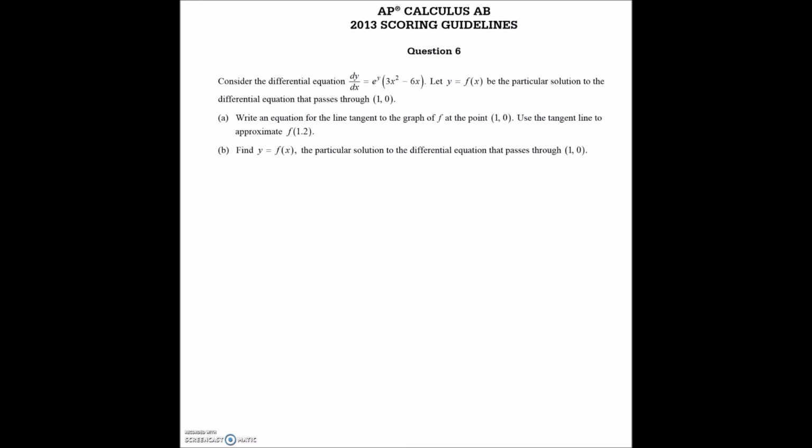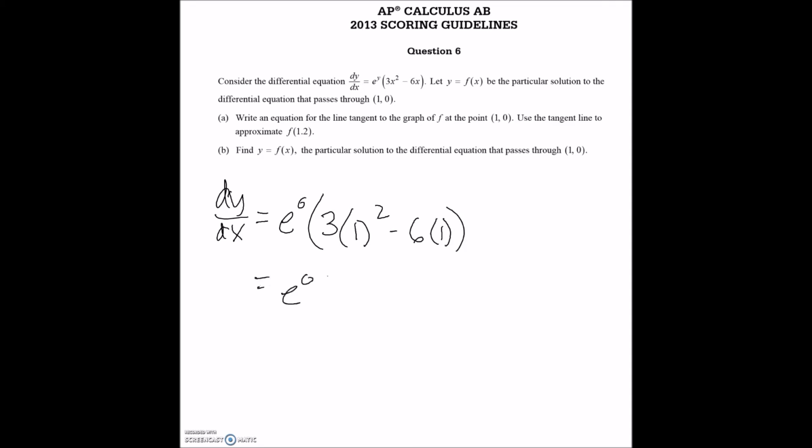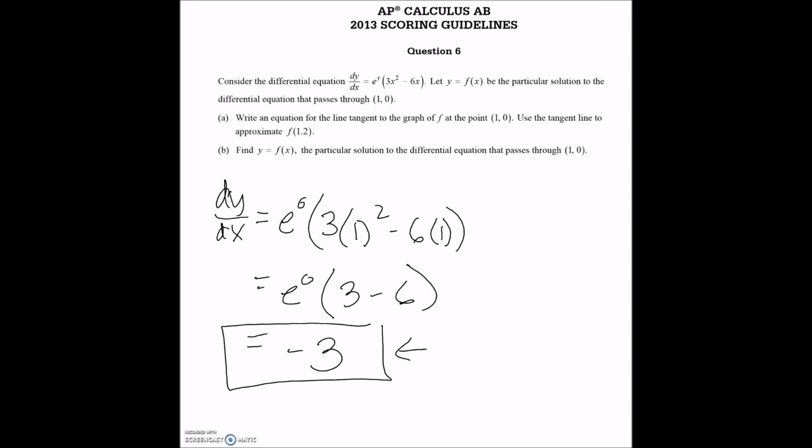Part A, the first thing we must do is find dy/dx. This is the slope of the tangent line. To do this, we plug in the point (1, 0) in the equation. By evaluating this equation, we should get that dy/dx is negative 3. This is the slope of the tangent line.